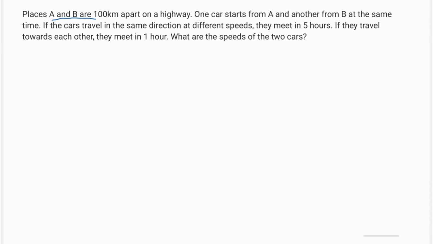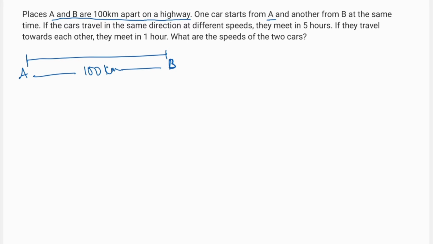Places A and B are 100 kilometers apart on a highway. Let us assume these are the two places, A and B, 100 kilometers away from each other. One car starts from A, and another car starts from B at the same time.